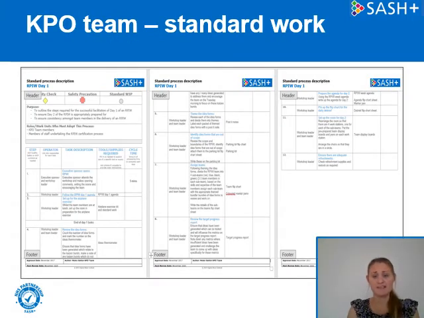The KPO team have lots of standard work, and this is just one example. So we run Rapid Process Improvement Workshops, or RPIWs. These are 5-day events in which a team of people who do the work come together and improve the work. So this standard work is for the KPO team. We have a standard work process description for every day of the RPIW to support the 2 facilitators running the event, to ensure that each event is run consistently in a standardised way.